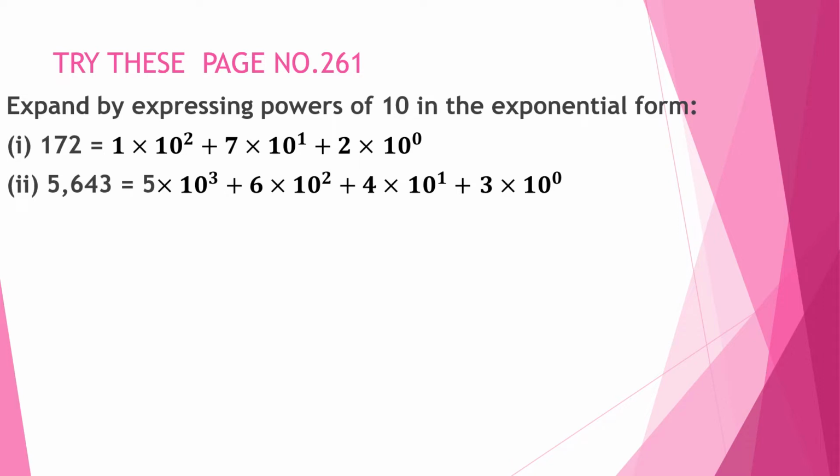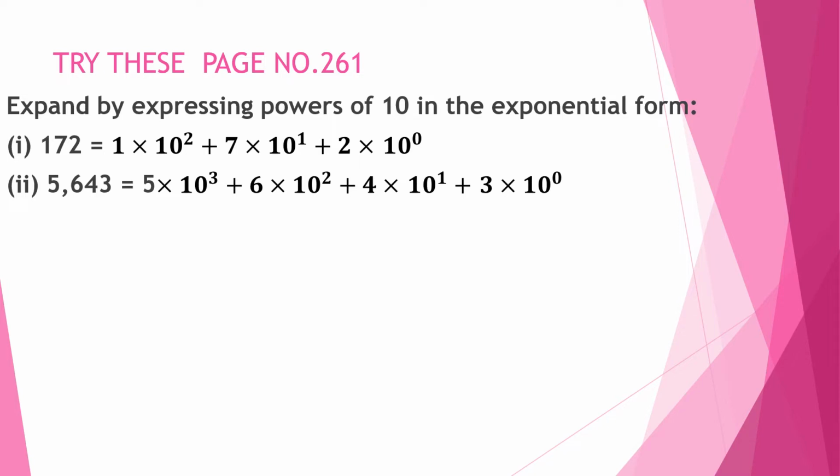Second question is 5643. The easy method is to write the first number multiplied by 10 raised to, counting the number of digits after the first digit 5. We have 3 digits on the right side of 5. So we can write 10 raised to 3 plus 6 into. After 6, 2 digits are there. So we can write 6 multiplied by 10 square.